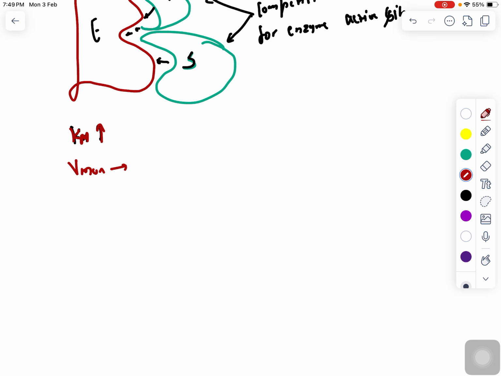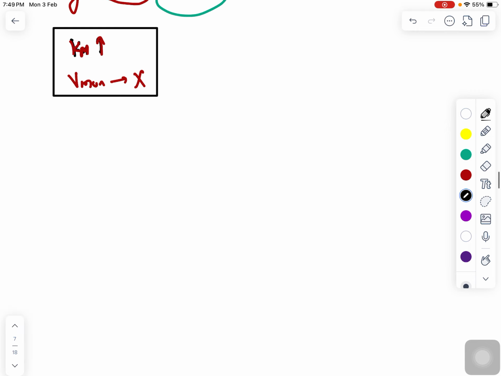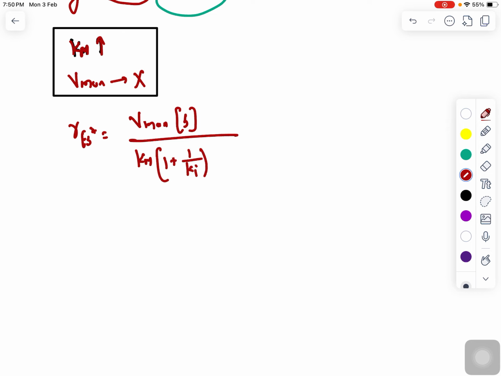Second, what is the effect on Vmax? Vmax is not going to change. So in competitive inhibition, these are the two major things you'll see: the Km value will increase and the Vmax is not going to change. The result of this reaction will be Vmax into concentration of S divided by Km into 1 plus 1 upon Ki plus concentration of S. Here you will see that there is a factor more than 1. This value is multiplied with the Km value, and that's why it is increasing the Michaelis constant Km.